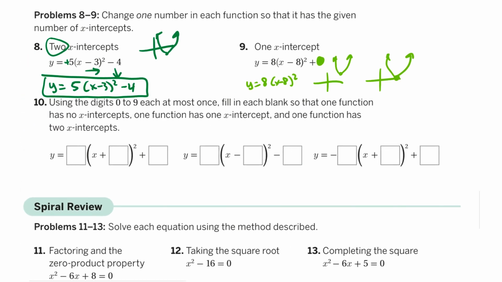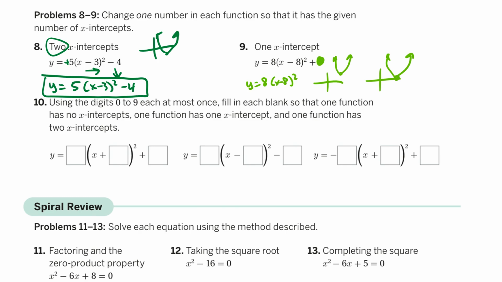All right, for number 10, using the digits 0 to 9 each at most once, fill in each blank so that one function has no intercepts, one function has one intercept, and one function has two intercepts. Now, these problems are a little bit challenging to explain, but as I go through these, I just want you to understand that there's multiple correct answers.